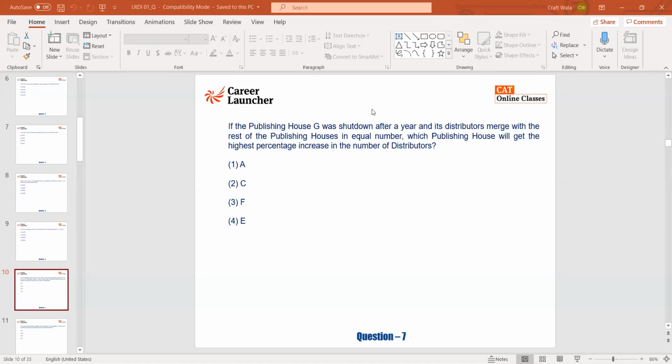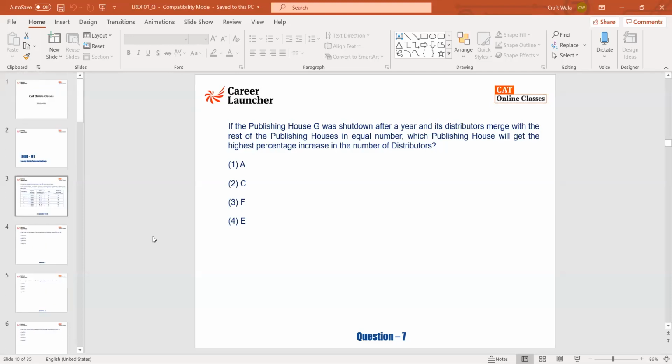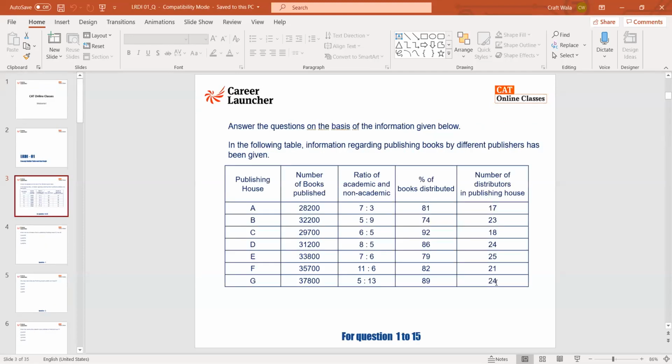Right? So the question says G was shut down, and its distributors will go to others. So G is shut down, G has 24 distributors. It will go to all others equally. That means 6 of them, each of them will get 4. So for him, increase will be 4 by 17, 4 by 23, 4 by 18.